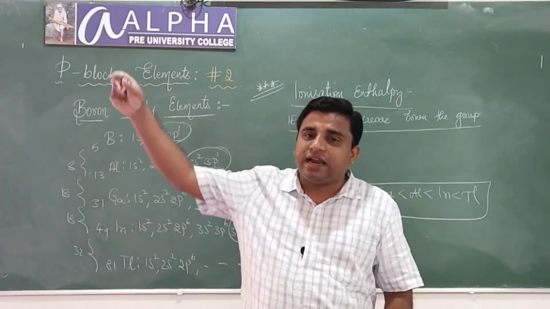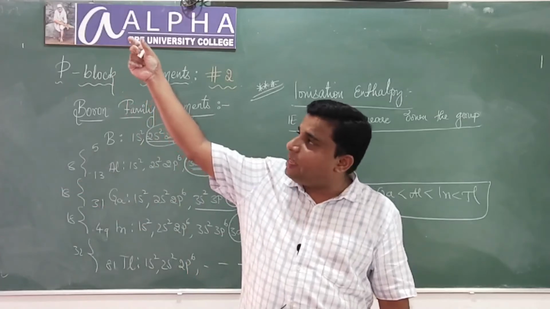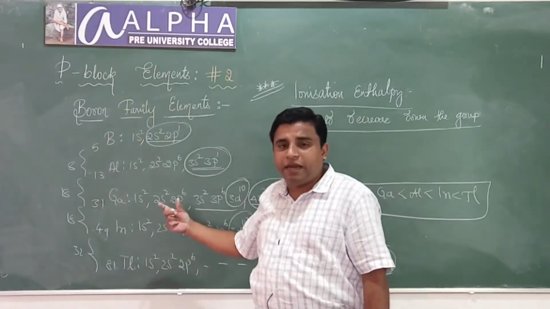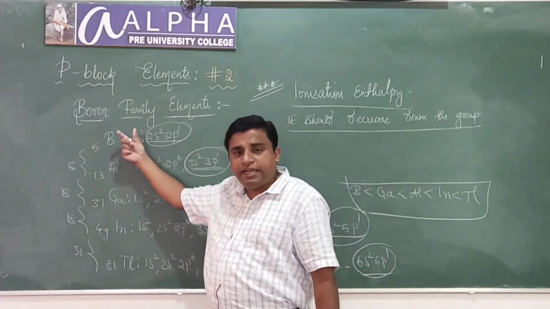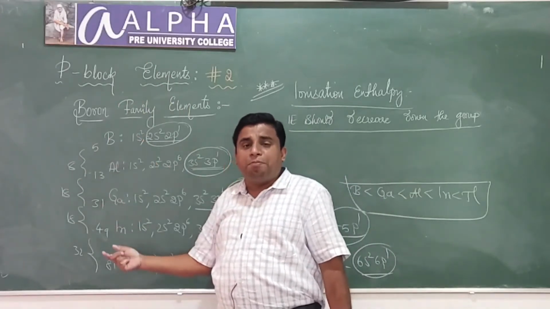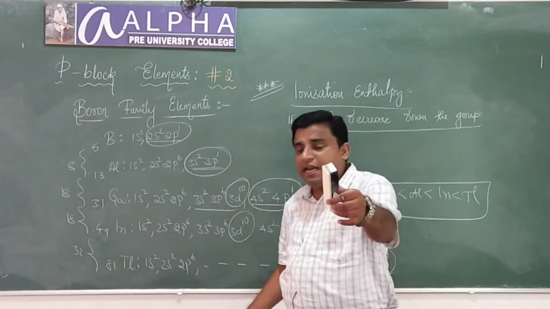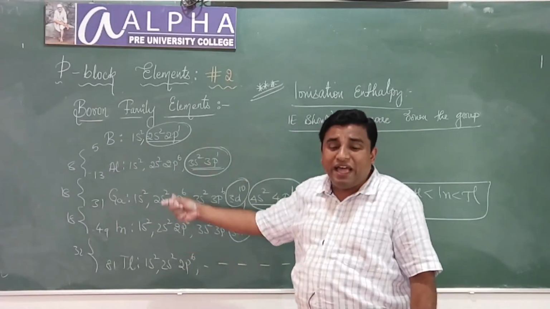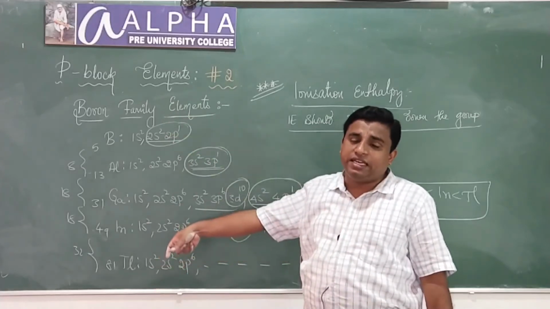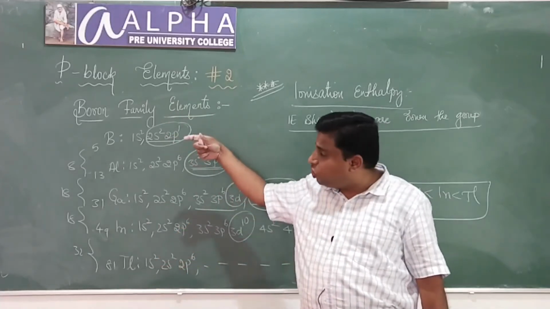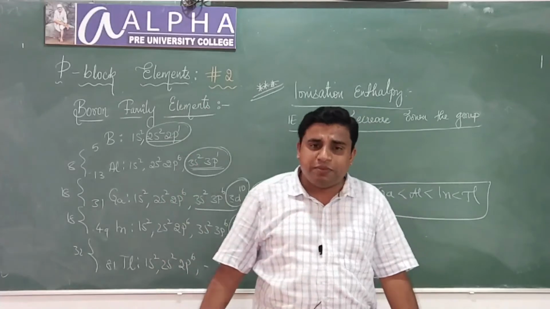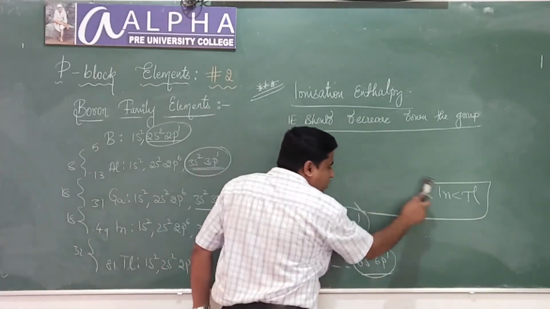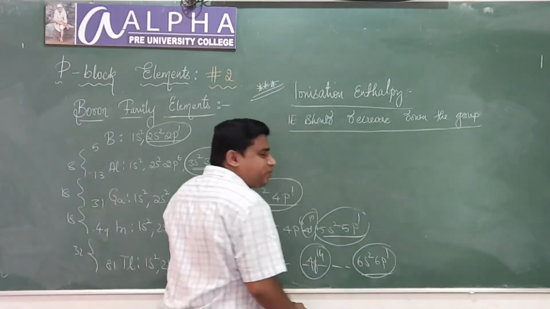So what would have happened in other groups? There is a gradual decrease in ionization enthalpy from top to bottom, isn't it? Here also we are expecting the ionization enthalpy to decrease from boron to aluminium, but because of the poor shielding effect of d orbitals and f orbitals, there is no regular decrease in ionization enthalpy. Regular decrease means what was the expected order? So this is the order of atomic radius, isn't it? What was the expected order?